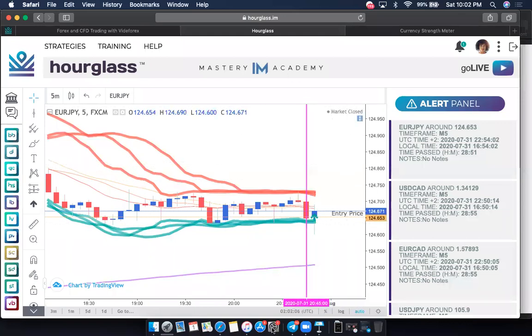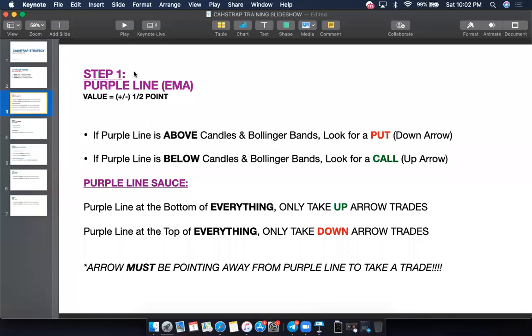Okay, let's recap the first 3 steps. Step 1, you want to identify the purple line. Is it above or below everything? If it's above everything, only look for down arrows. If it's below everything, you're only looking for up arrows.